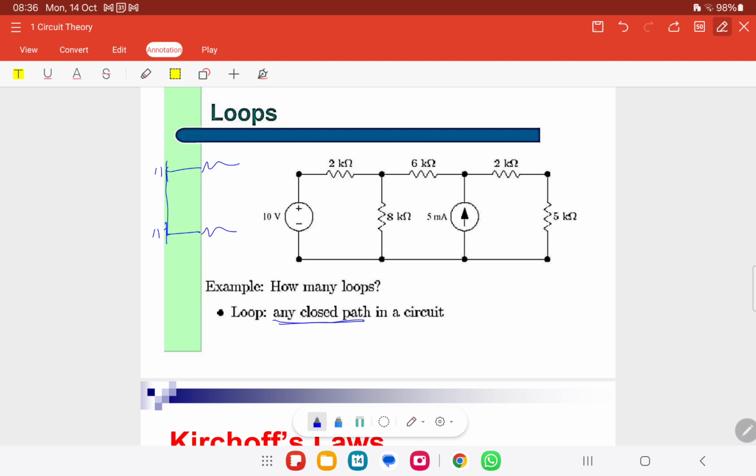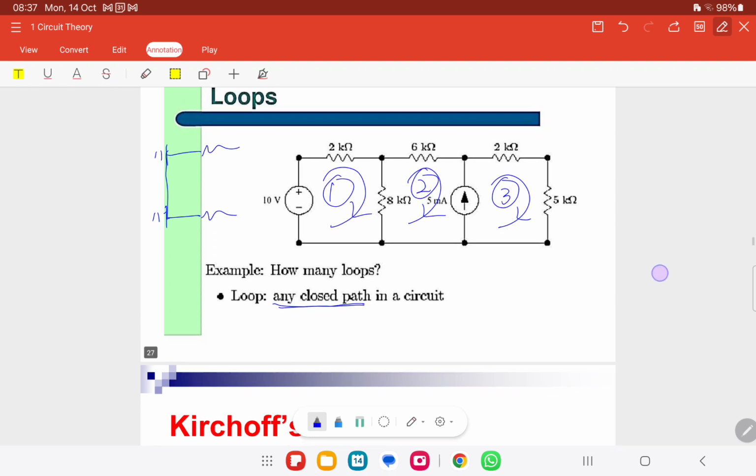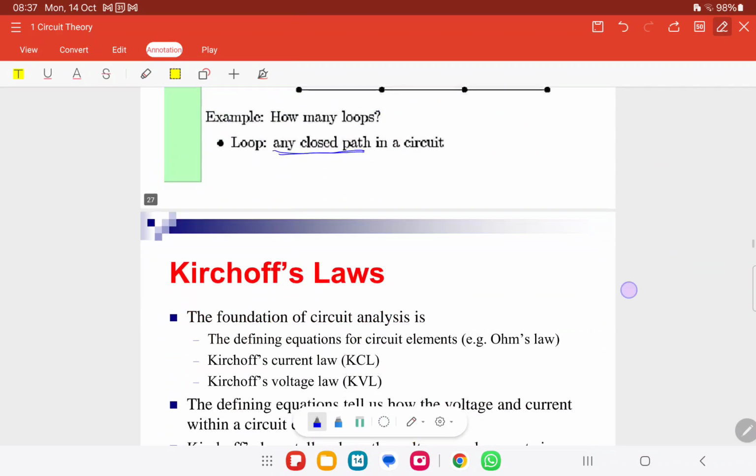Okay, so this is for this one, how many loops? How many loops do we have? 3 loops. 1, 2 and 3 loops. Okay. Loop is the closed path.